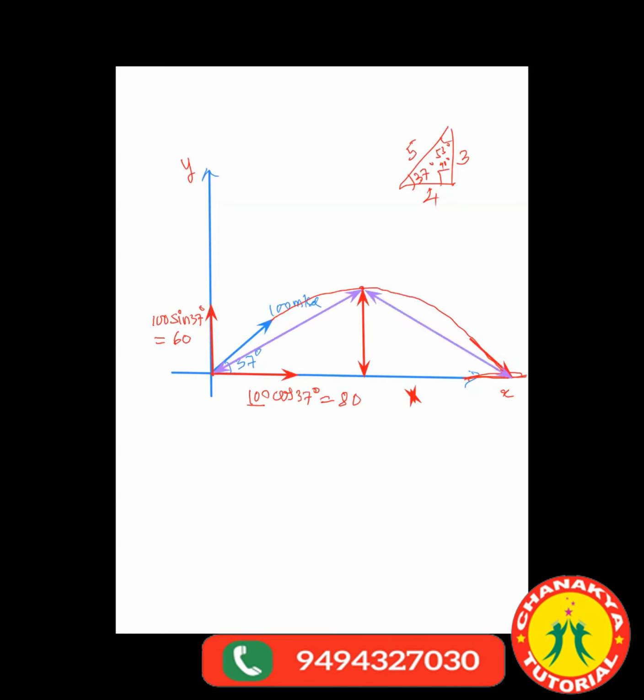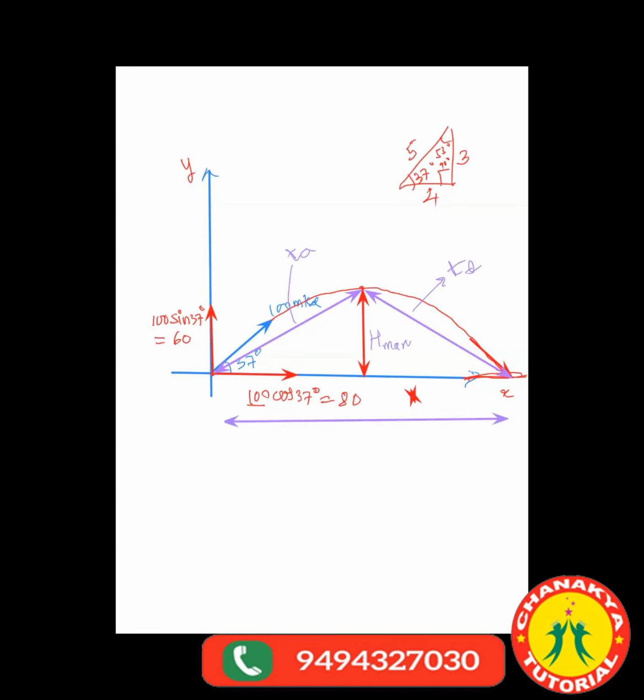And as we discussed, this is called time of ascent. This is called time of descent. Okay. And this is called maximum height. And this horizontal distance that you are able to see, this is called range.